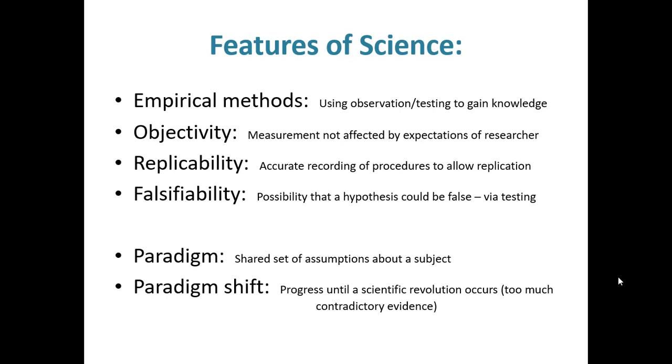And a science should have a paradigm. So it's a shared set of assumptions about something. So thinking that the world is round is a paradigm. A paradigm shift is where everyone's opinions on things change due to evidence. So, for example, a while ago, everyone thought the world was flat. And then science came along and proved that the world was round. So you would have a paradigm shift. So if psychology is a science, it should have these features.